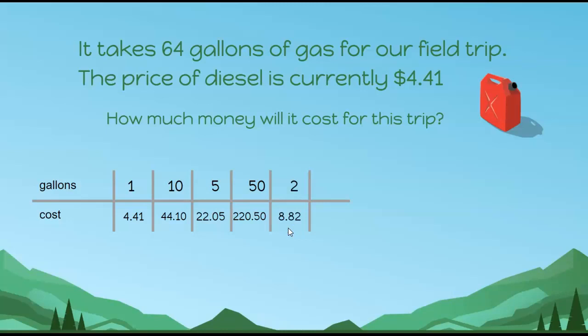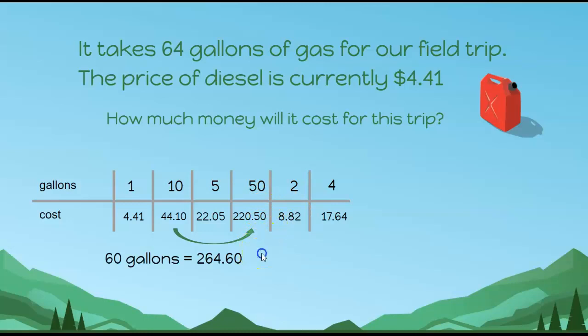Pretty easy. This is going to be the hardest part, doubling that $8.82, just because you have to carry from that 16 over to the other 16 to make it 17. And that's the only tricky part. Now we're just doing simple addition. Line up your decimals and you got this. We're going to add our 10 groups and our 50 groups, and we get $264.60.